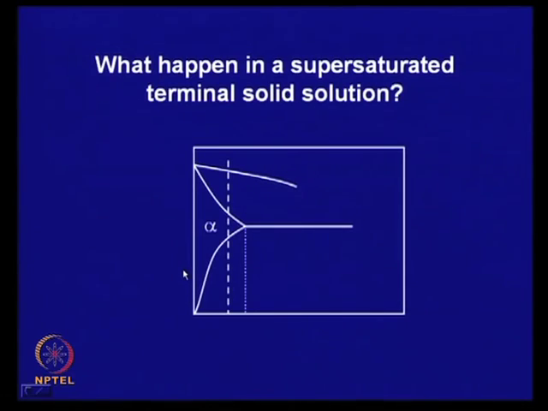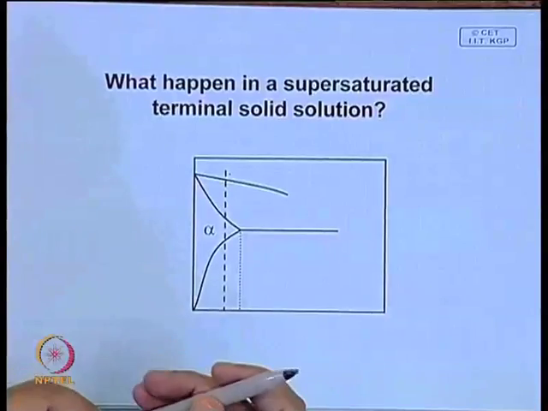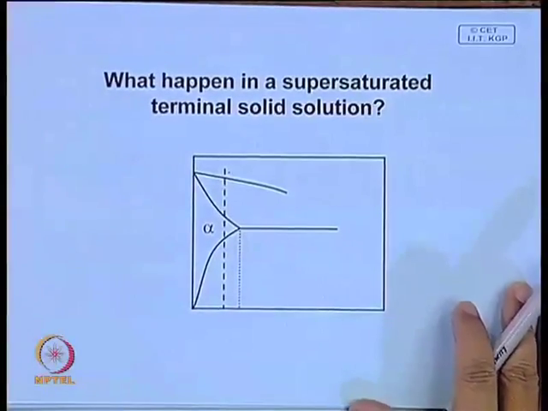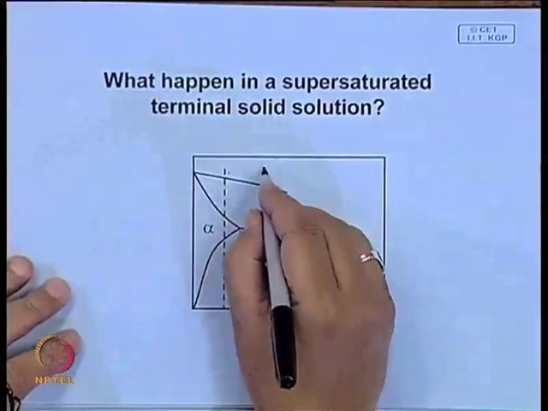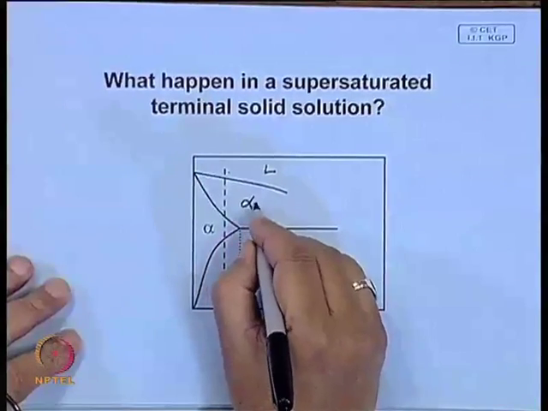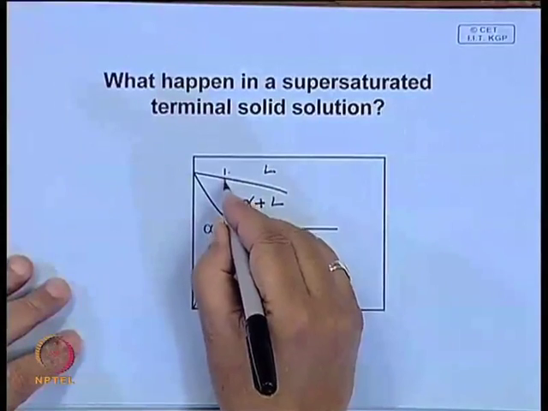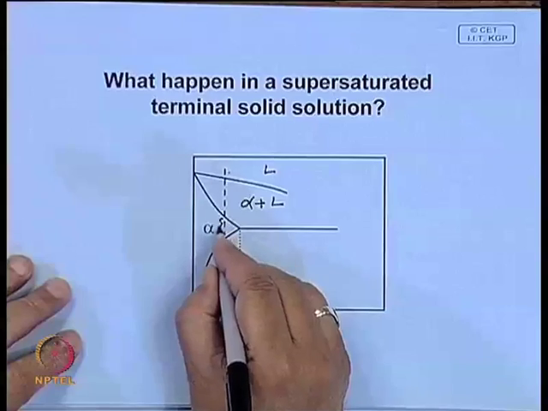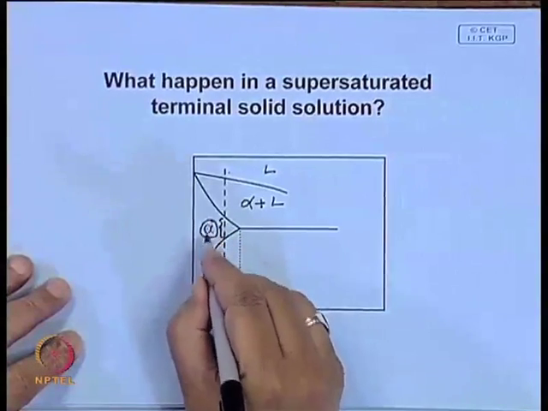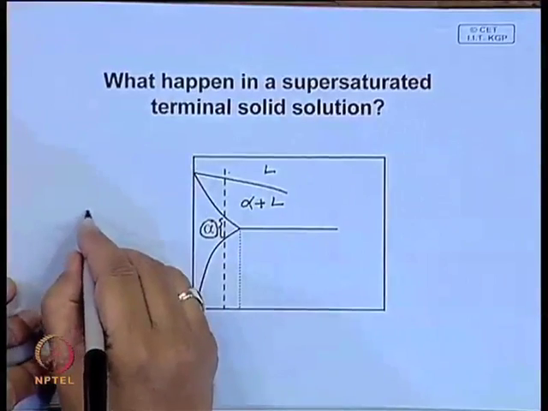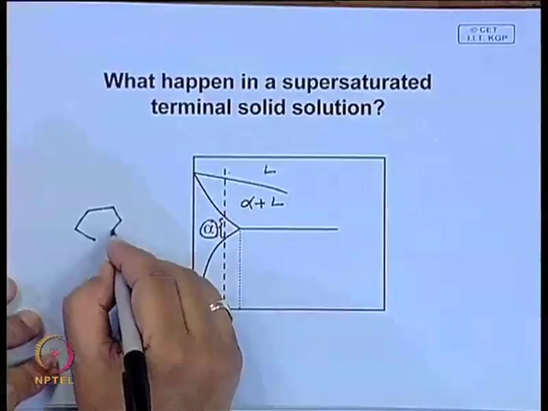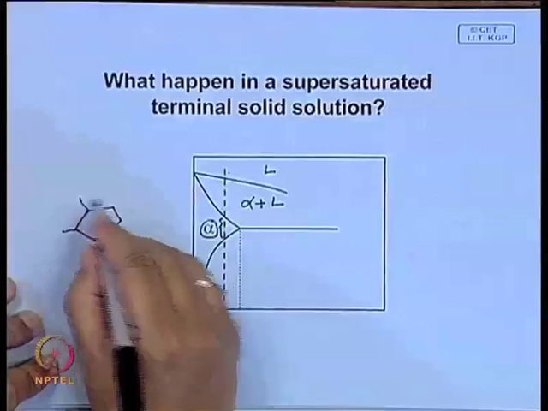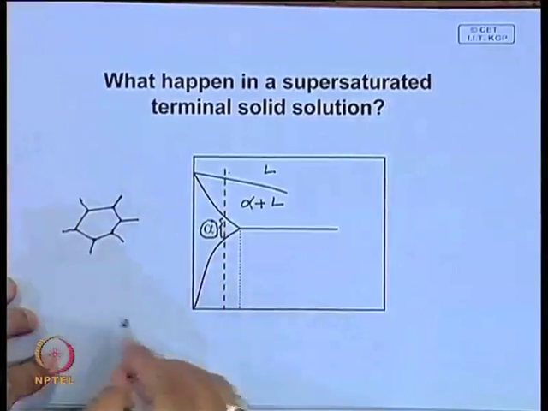Now, let us look at a terminal solid solution. The diagram is shown over here, and in this diagram, here you have liquid, this is the two phase region alpha plus liquid. Now, you have an alloy, and if you are cooling it very slowly, in between you have pure single phase alpha. So, that means you only have the grain boundaries of alpha in the microstructure.